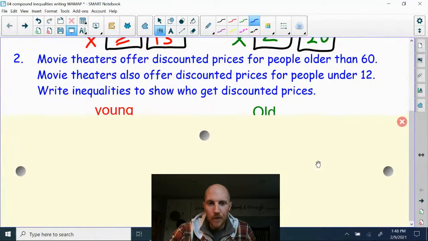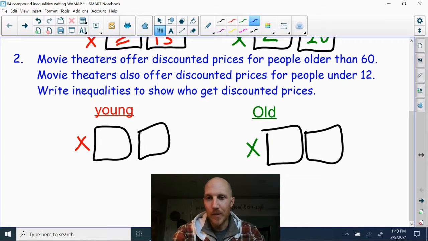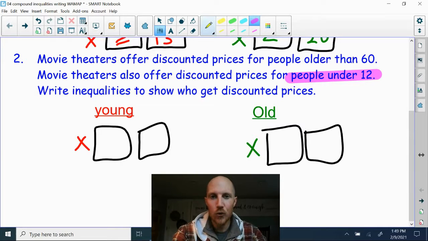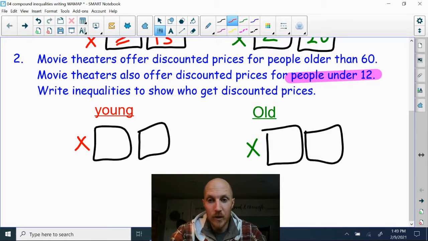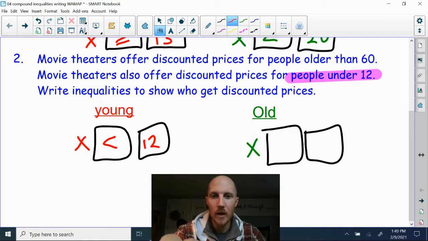All right, second situation, same directions, but let's look at movie prices. So movie theaters often offer discounts. In this case, we're going to say they offer discounted prices for people older than 60. And movie theaters also offer discounted prices for people under 12. So the young folks, it says here, people under 12. So that would mean not 12. It seems like it is saying that you have to be under 12, not 12. So x would need to be less than 12. So on your 12th birthday, you would no longer qualify for this discount. Anything less than 12 will work.